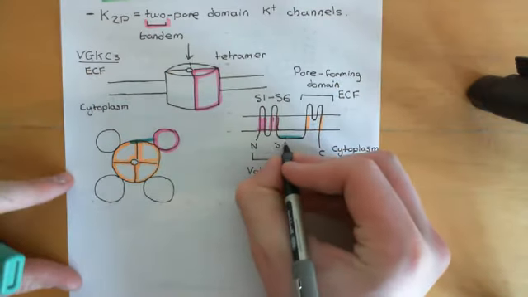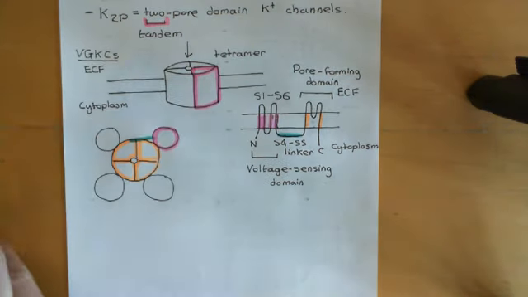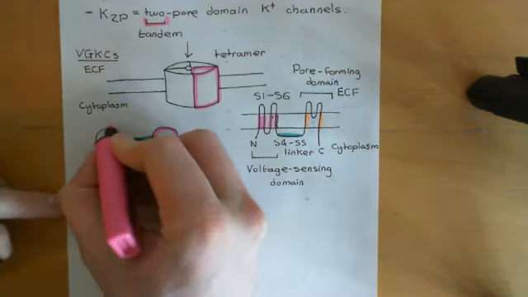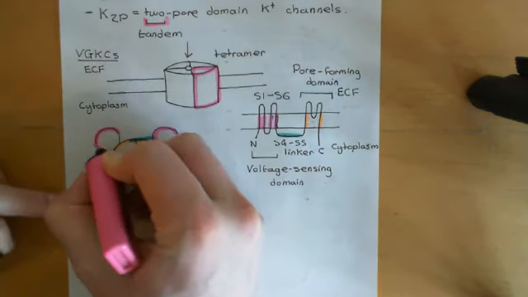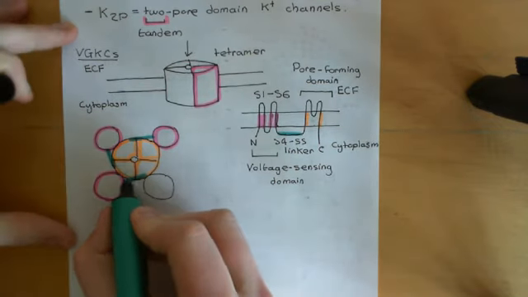So this linker on the cytoplasmic side, which is in turquoise here, this is the S4-S5 linker. And here's the S4-S5 linker linking this voltage sensing domain here to the pore forming domain here. Now if we continue this on, here's another voltage sensing domain, and it will then be linked to this pore forming domain down here. Here is another voltage sensing domain, and it will be linked to this pore forming domain down here.